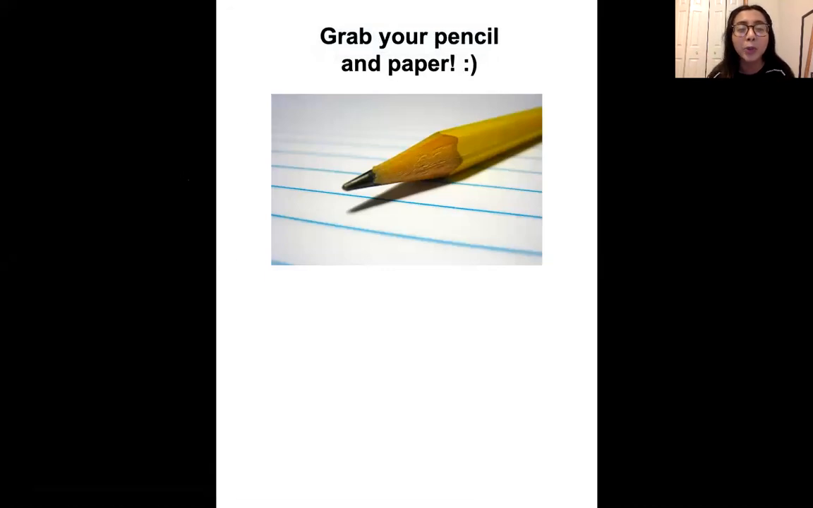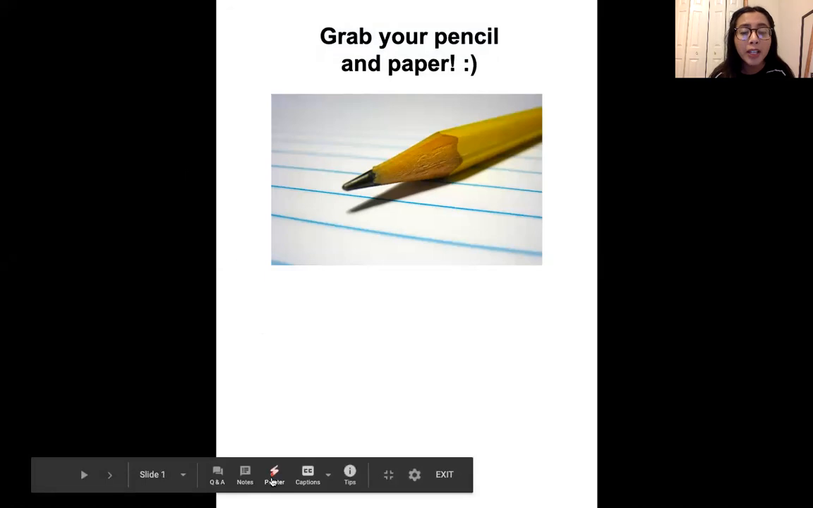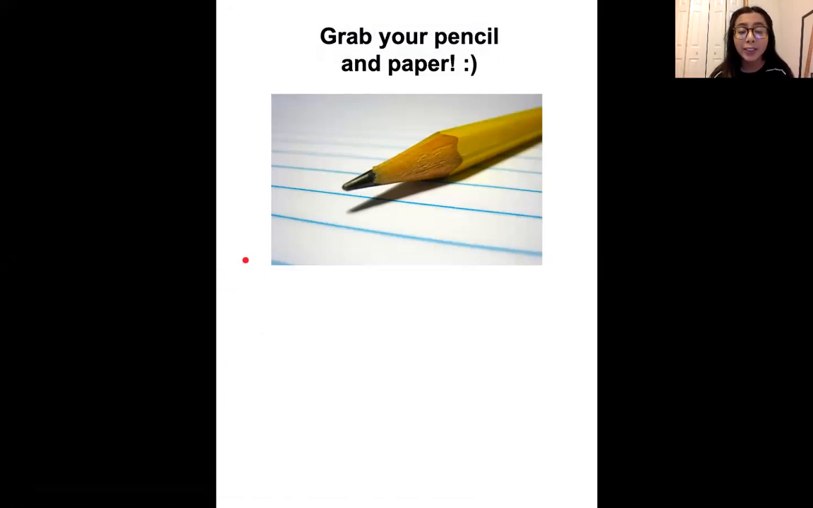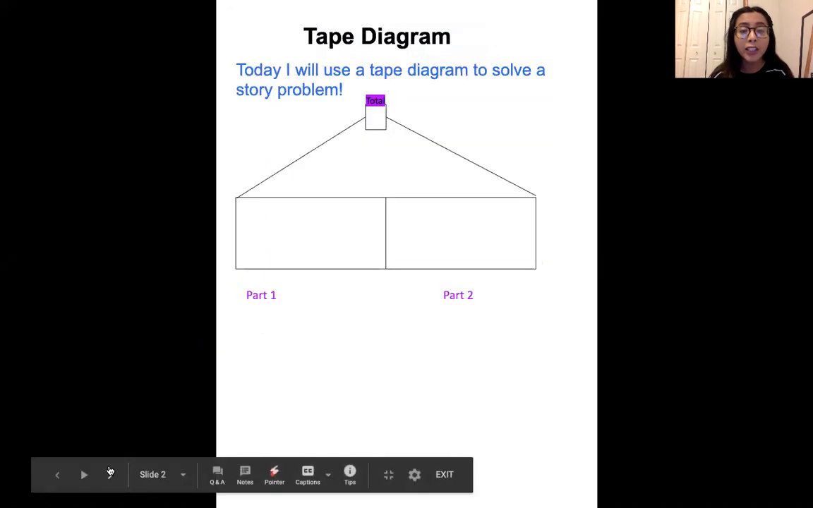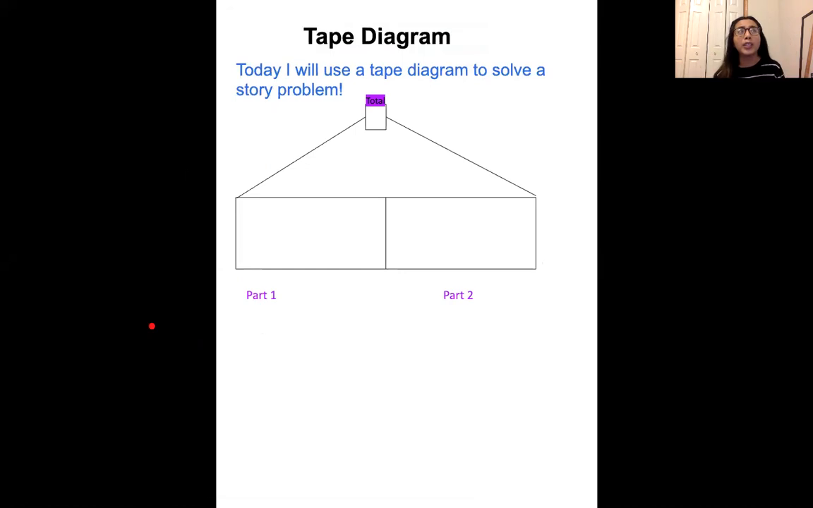Today we're going to be working on another math problem, so make sure that you have your pencil and your paper ready to go. Today we're going to work on a tape diagram. I know that when I read a math story problem, sometimes there can be a lot of words or numbers that can get so confusing. But a tape diagram helps us organize the information that we know, and it also helps us figure out what we want to know from the story problem.